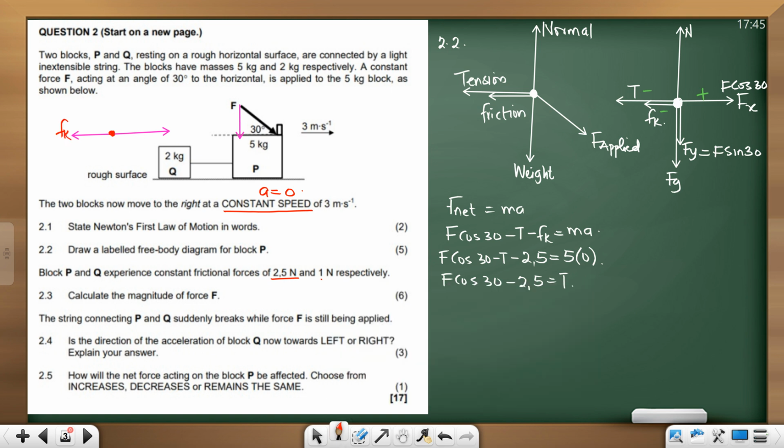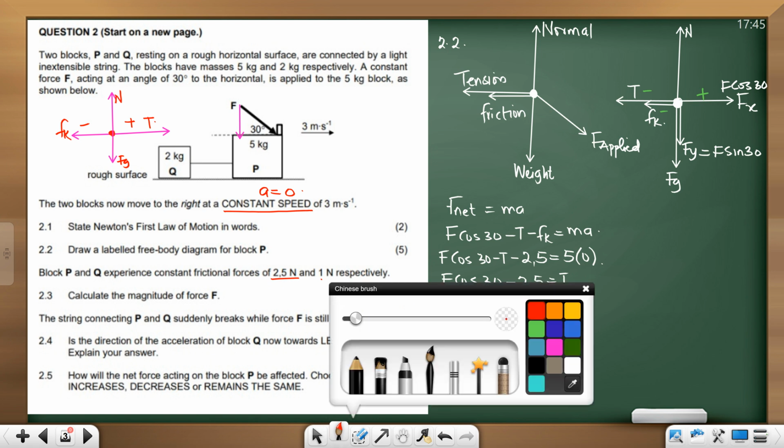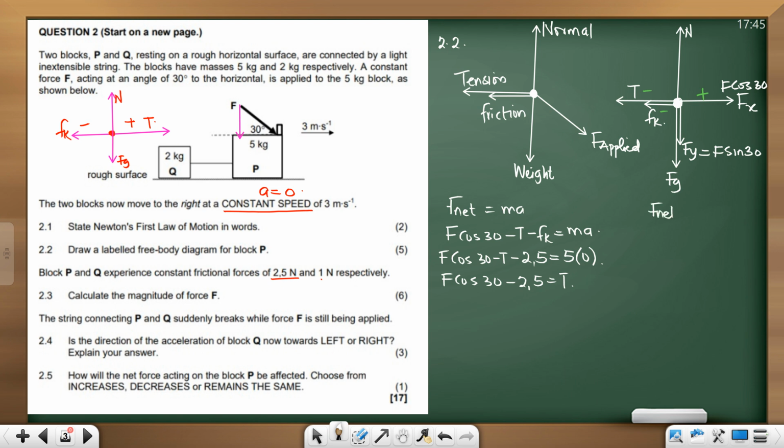All right, friction there, tension, and we have our normal. This is just to quickly guide us. And FG. The object is moving to the right, so that's positive and that's negative. So the second object, now what do we have? F net equals MA. T minus friction equals MA.